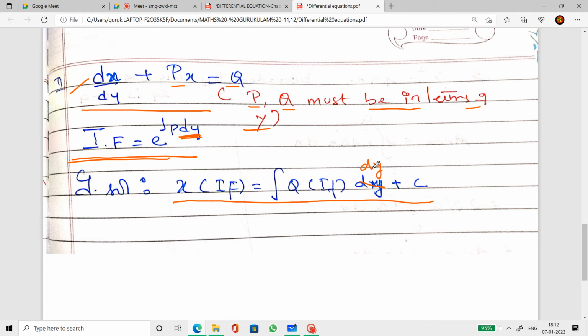Sometimes the differential equation is formed by differentiating with respect to x, and sometimes by differentiating with respect to y. If it's differentiated with respect to x, we use the first method. If it's differentiated with respect to y, we use the second method in order to get the general solution.